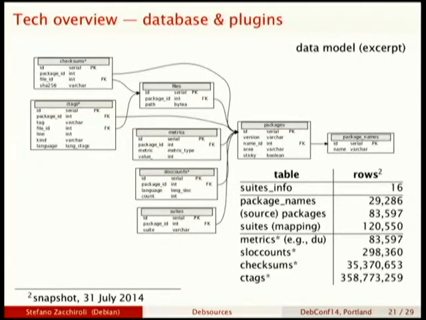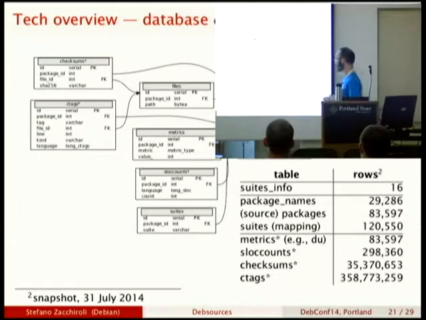So this is an excerpt of the database schema. Here you can see some numbers if you are a geek for that stuff. We have 16 Debian releases over time. We have about 30,000 package names, 83,000 source packages, which means 83,000 versions of source packages over time.